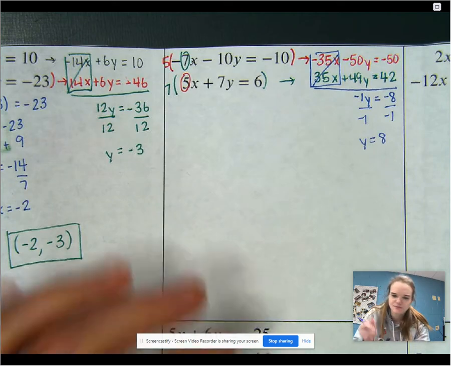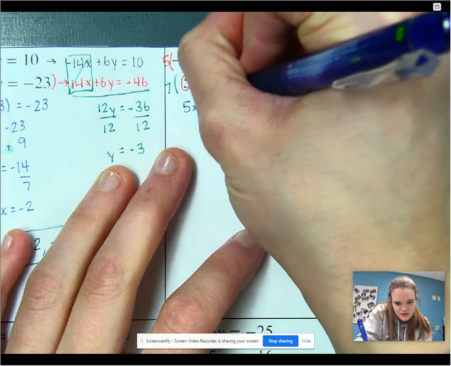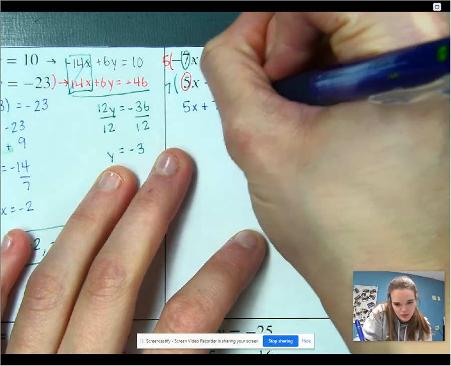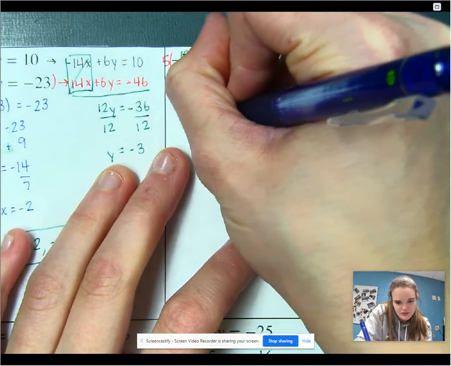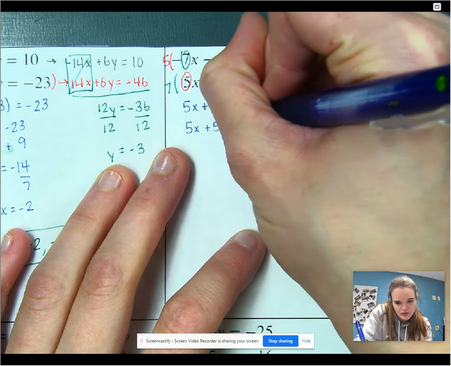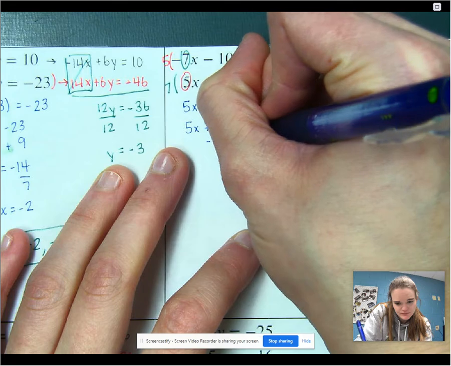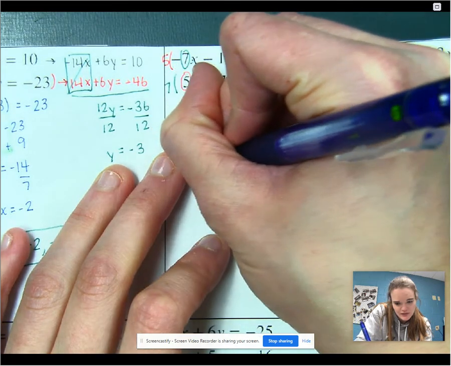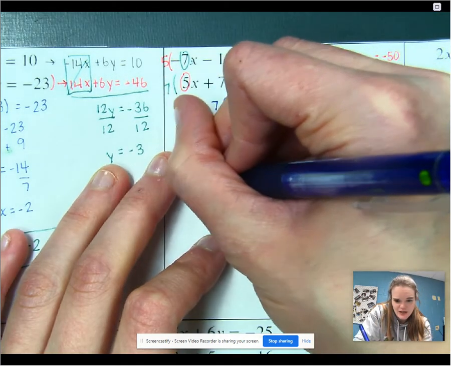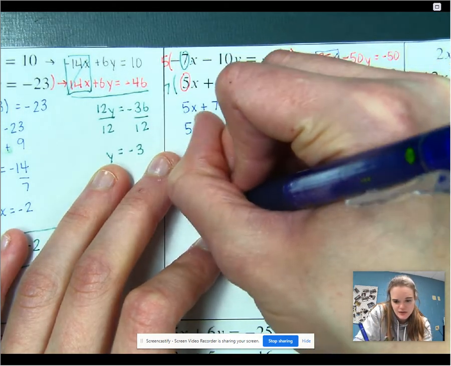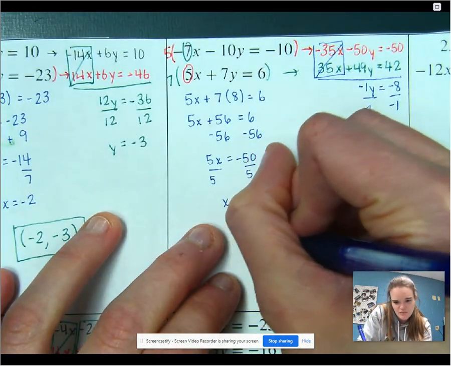And then plug back in. 5x plus 7 times 8 equals 6. 5x plus 56 equals 6. Subtract 56. 5x equals negative 50. Divide by 5. X equals negative 10. So my solution is negative 10, comma 8.